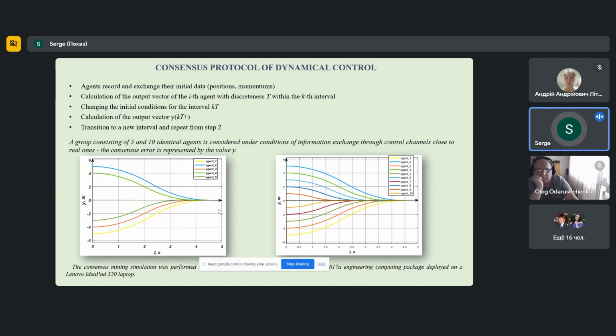So here on these graphs, we have two groups of model vehicles, a group of 5 on the left and a group of 10 on the right. What is shown here is the time interval on the horizontal axis and the average error by the element on the vertical axis. And you can see that over time, the error diminishes and the system comes to a convergent condition. So the error is minimal.